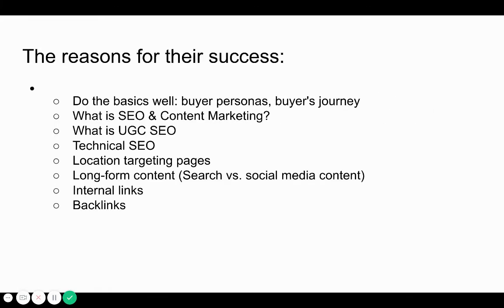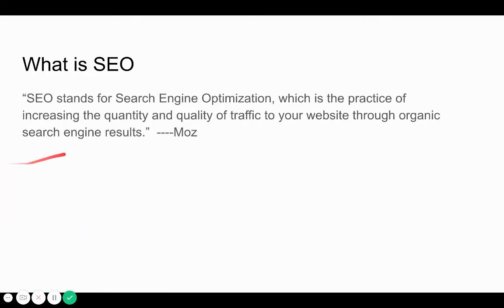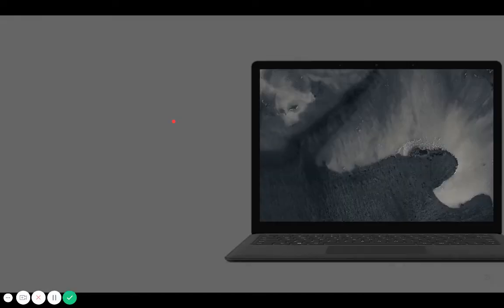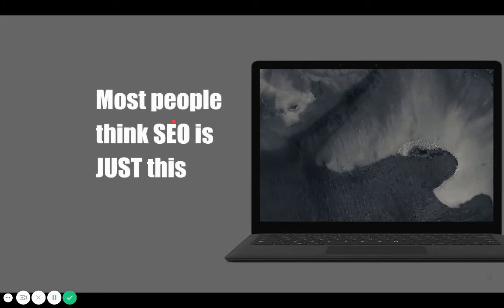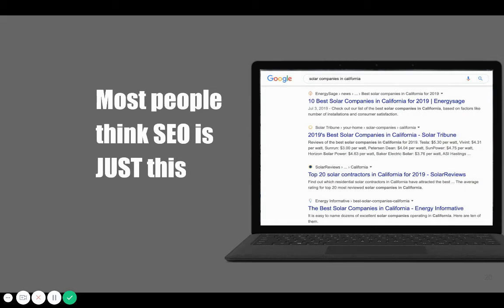First of all, you need to explain what SEO is, and we're going to use the Moz definition. Here you break it down for people: what most people think SEO is is just the main keywords, solar company in a geolocation. EnergySage is basically using only location targeting pages, state pages, like California, to target this type of search.